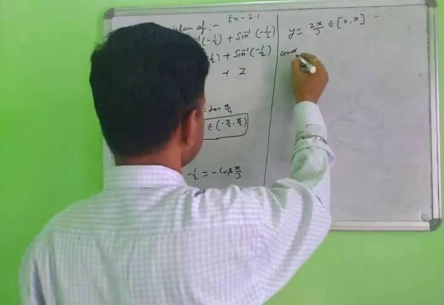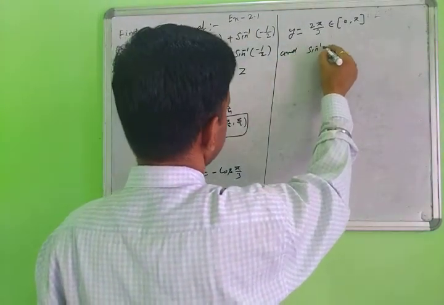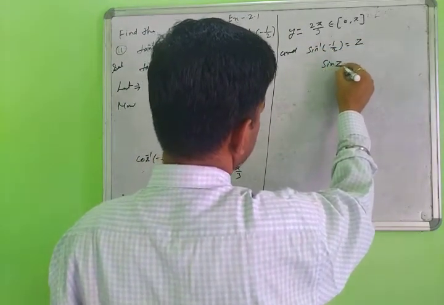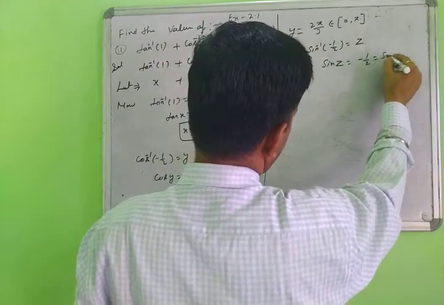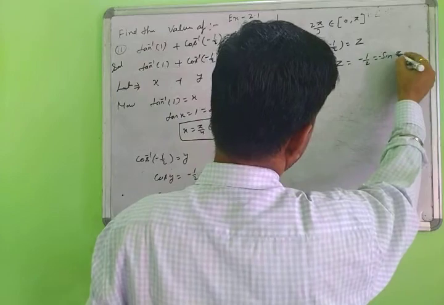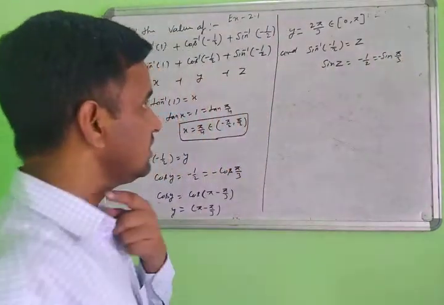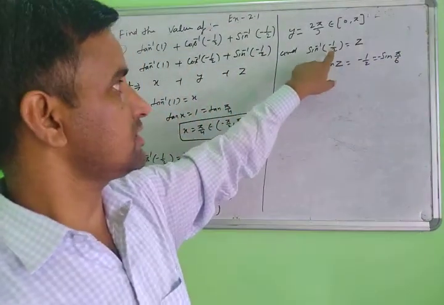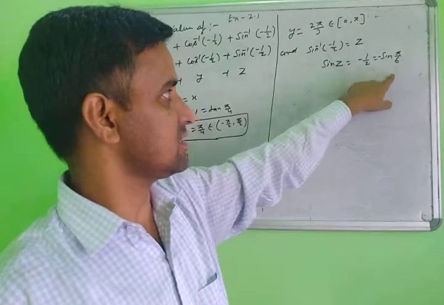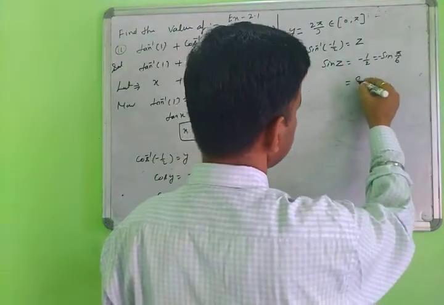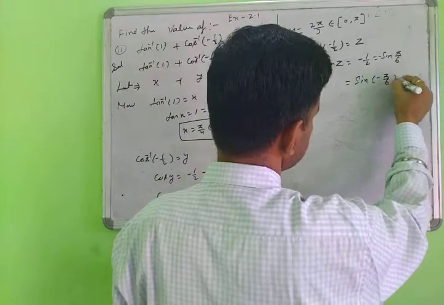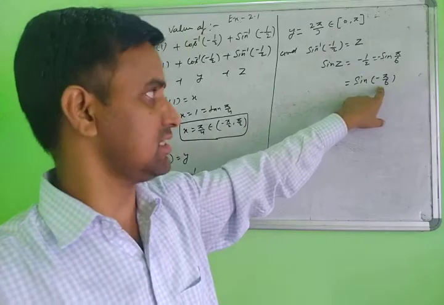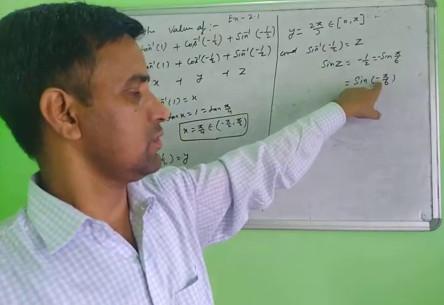Second and third, the last part here is sine inverse minus 1 by 2 equal to z. So sine z equal to minus 1 by 2, and which value of the sine here? Minus pi by 3. This is the value of sine 30, and 30 means pi by 6. So the minus sign goes along with it, sine minus pi by 6, because sine minus theta equals minus sine theta, as in question number one. So this minus goes along with the theta here.